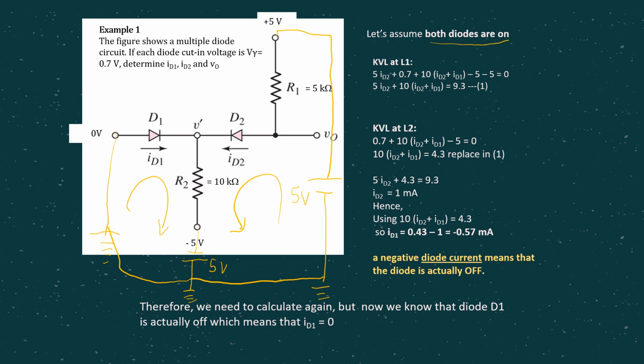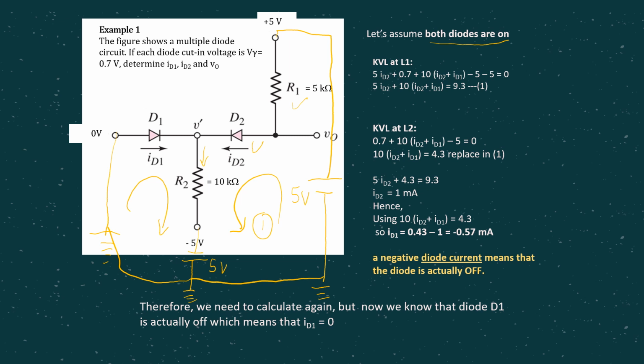So in this case, you can do KVL for the first loop. Okay, KVL for the first loop. So as you can see here, 5ID2, plus 0.7, which is the V gamma across the D2, and plus 10 times ID2 plus ID1. Remember, the current flowing here should be the summation of ID2 and ID1, right?